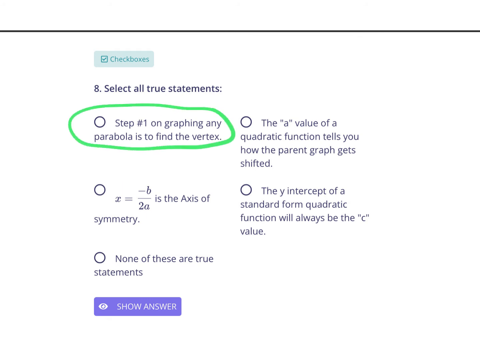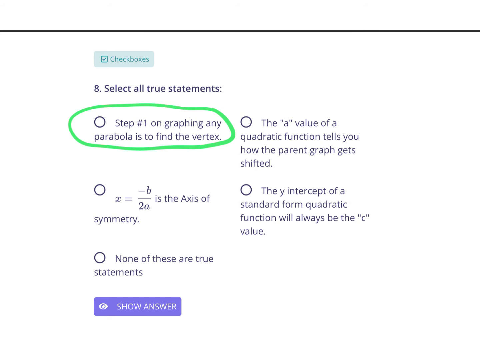Sometimes if it's in vertex form, it's easy, h and k. If it's in standard form, you actually have to use a vertex formula. What else? It says x equals negative b over 2a. I know that's a vertex formula for the x value, but it says it is the axis of symmetry, which is absolutely true as well. Why is it true?